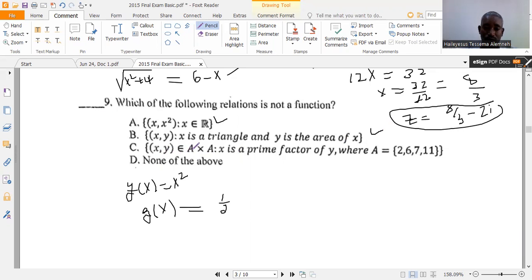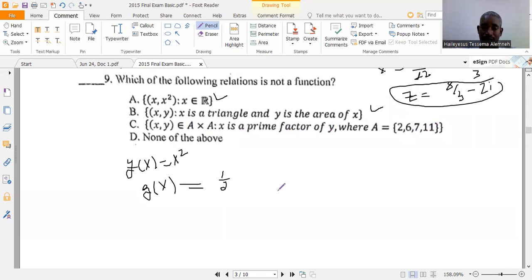Next, x comma y, an element of A cross A, where x is a prime factor of y, where A is 2, 6, 7, 11. So x is a prime factor of y. When we are ordering x to y, we cannot find just a similar mapping. So using the elements 2, 6, 7 and 11, we cannot form a function. So this is the correct answer.